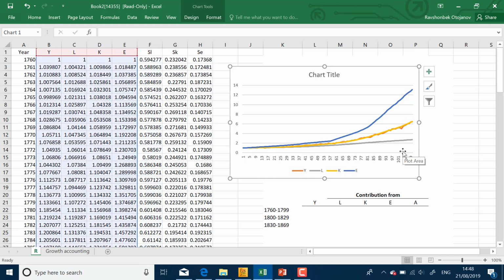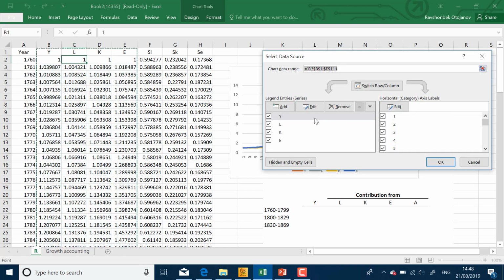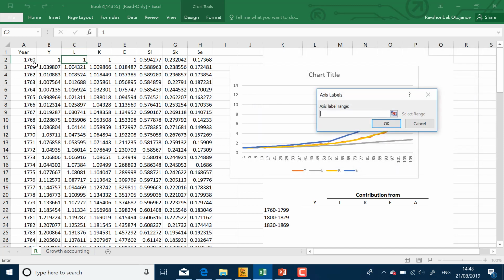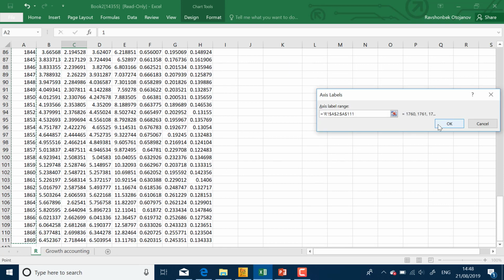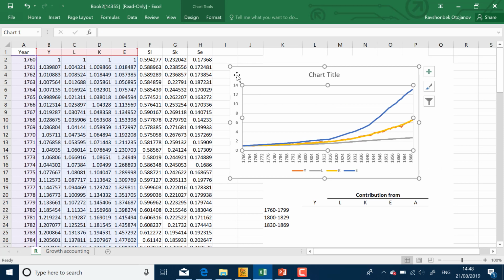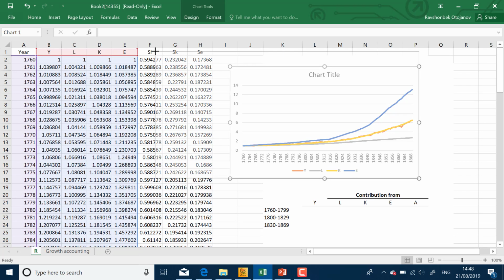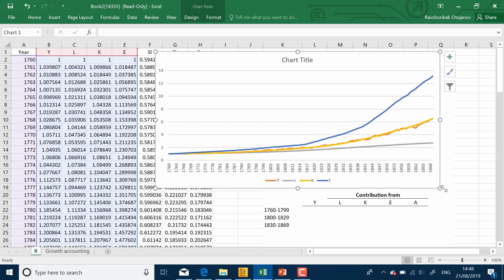Anyway, that's done now. The only thing here is we don't have the year, so I can actually show how to do that as well in case you don't know, and I don't believe that you don't know. If you're interested in doing growth accounting in Excel, I'm sure you are good at Excel as well. So here it is. We've got the data, and as you can see, the data is trending upwards in the later years.